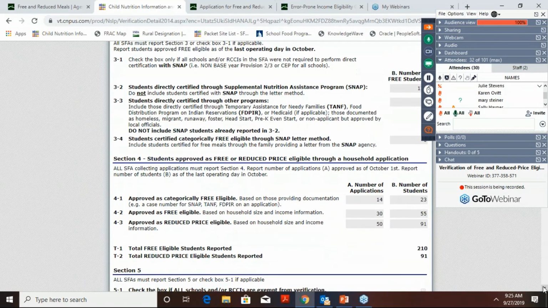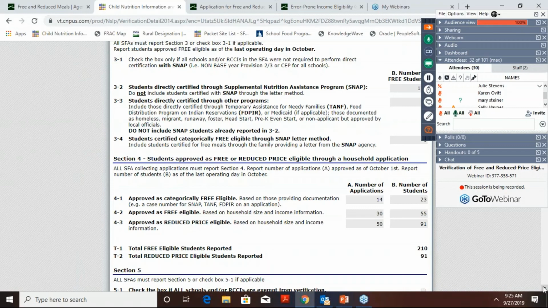Now in section 3, you are going to be reporting the number of students directly certified through SNAP. And this is not students that you've gotten a letter from DCF or from the household to say that they're SNAP, but students that you found on our direct cert list from the state.